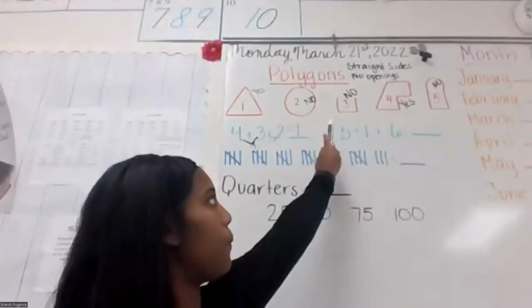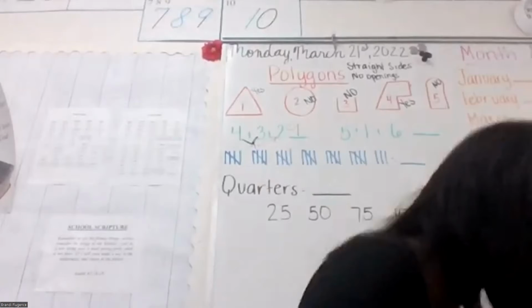Good. Next one. Set this one up. 5 plus 1 plus 6. Add it up.